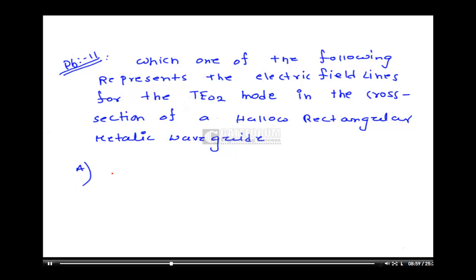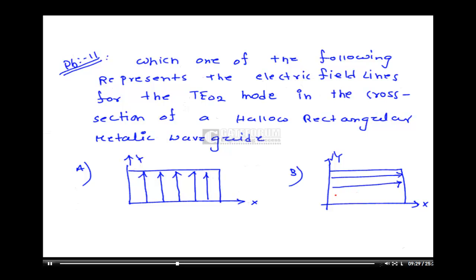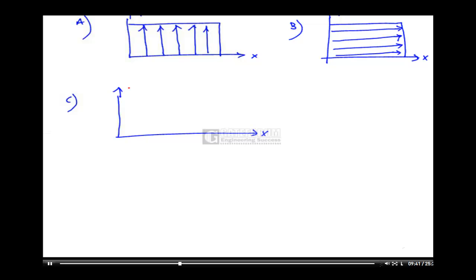Option A is this. Option B is this. This is x-axis, this is y-axis. So here they are asking the front view, how the front view electric field lines look. So this is option B. This is option C. This is X. This is Y.